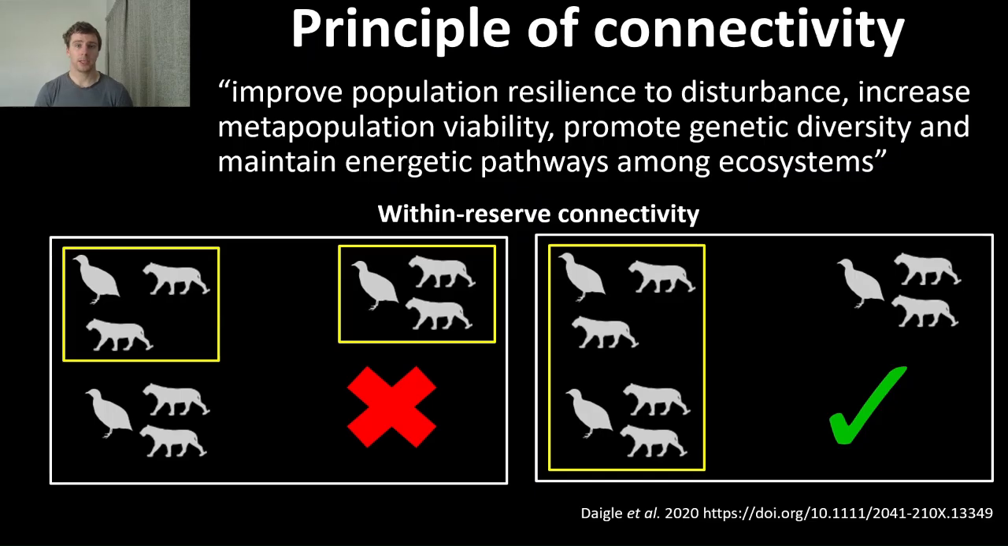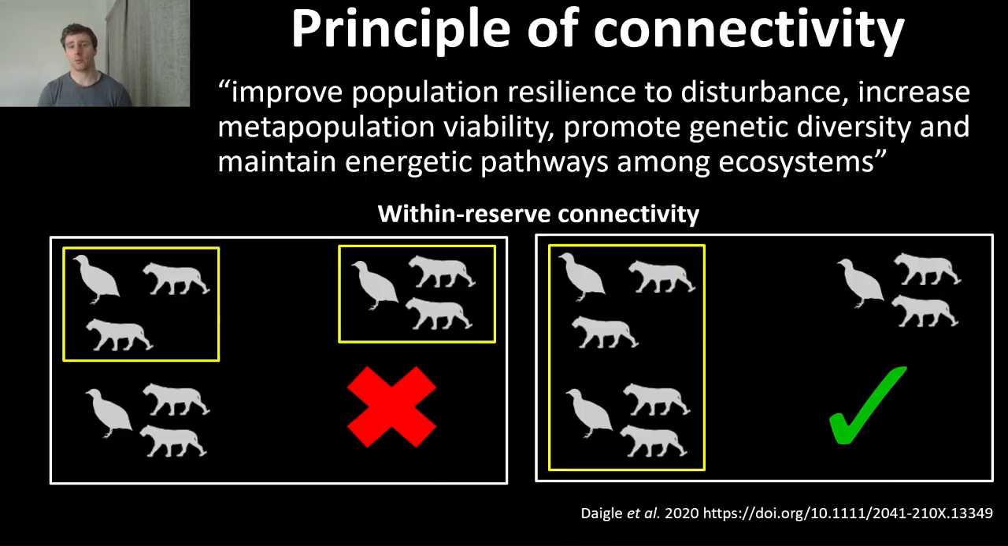So I'm going to start off with the principle of connectivity. This is the idea that connectivity is good. So what is connectivity? Ideally with connectivity, we want to improve population resilience to disturbance, increase population viability, promote genetic diversity, and maintain energetic pathways among ecosystems. Put simply, it's about promoting individual movements between populations.